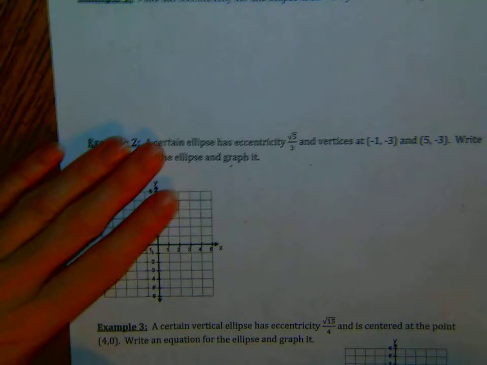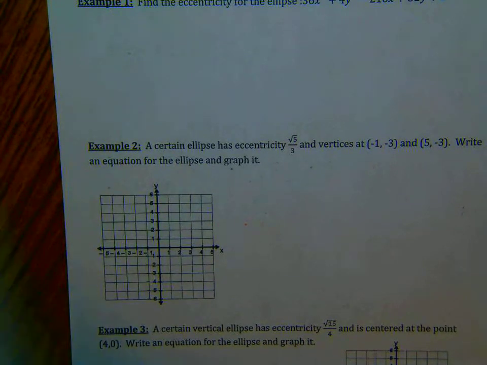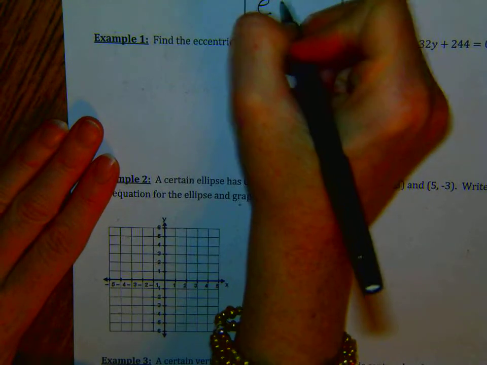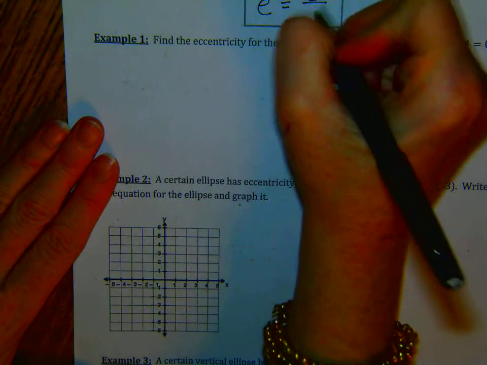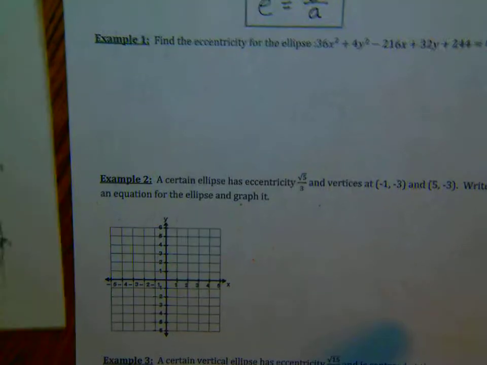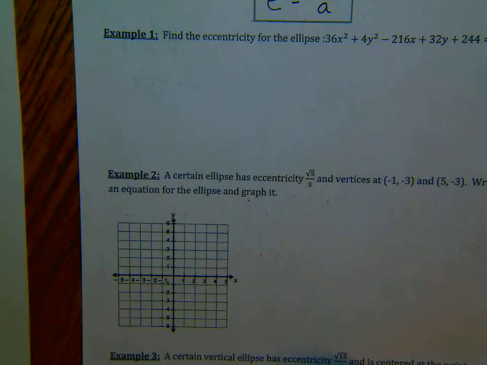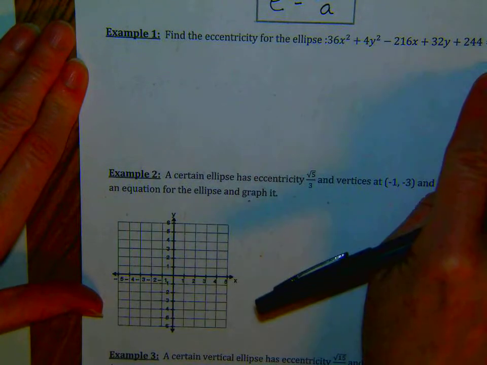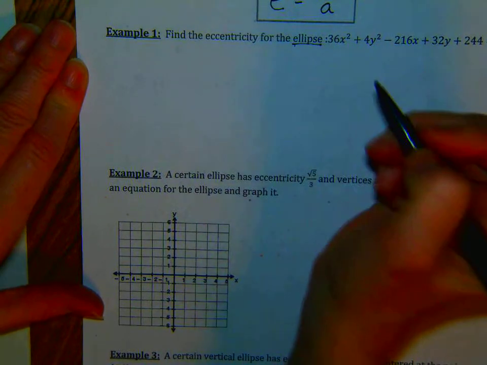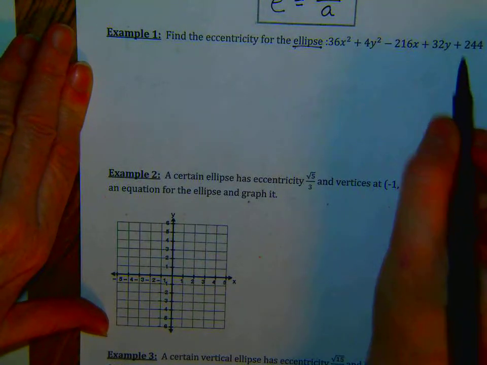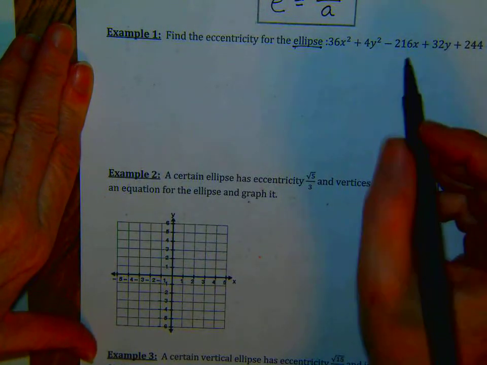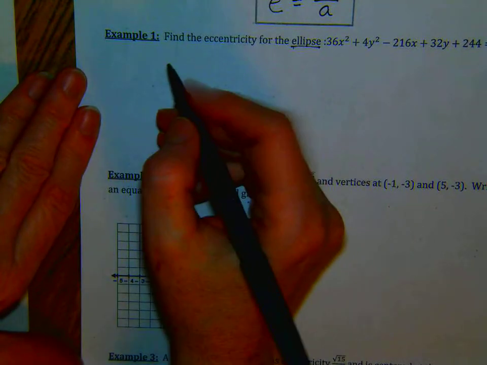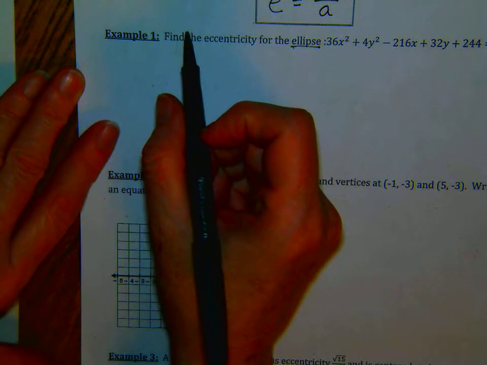All right, our formula for eccentricity is very simple. Small e, by the way, small e equals c over a. And we have our formulas for finding a, b, and c, and we just use them. So find the eccentricity for this ellipse. We know it's an ellipse, okay? So how are we going to find this? Well, we're going to have to find c and a. That's all we need.